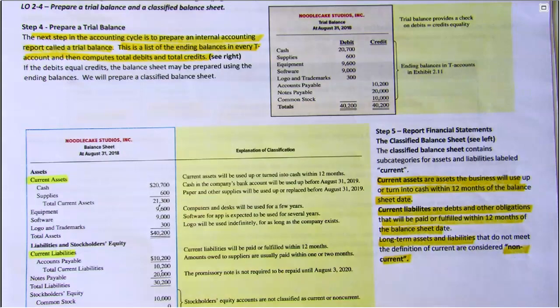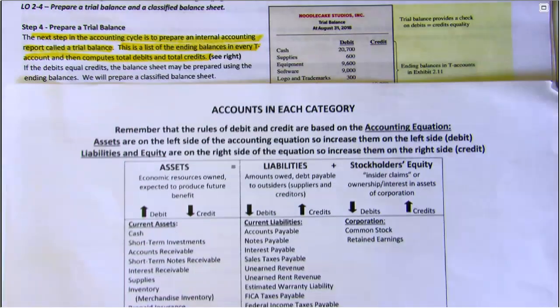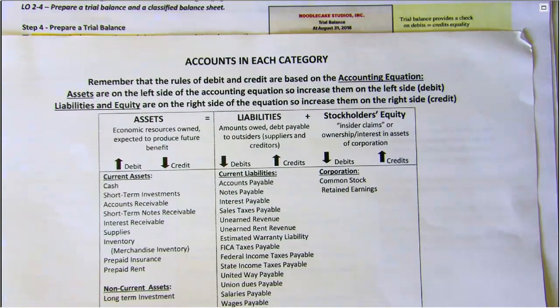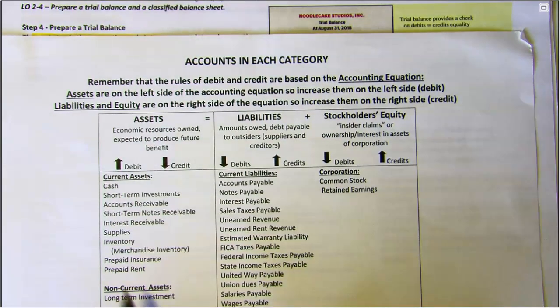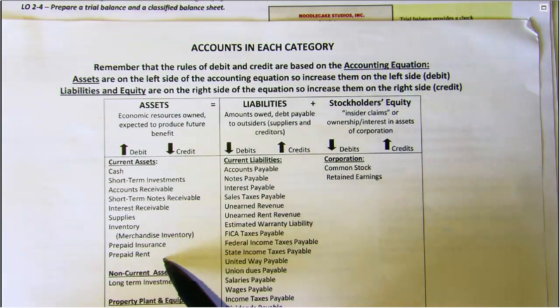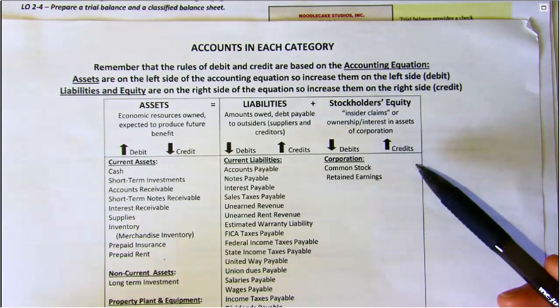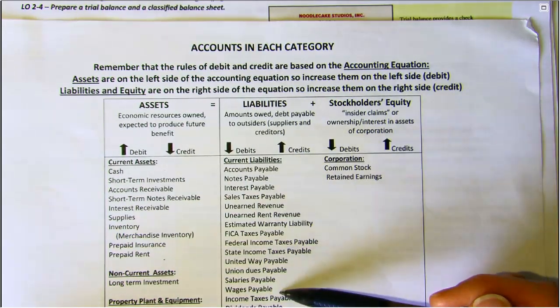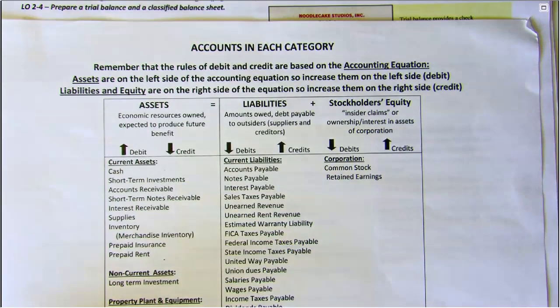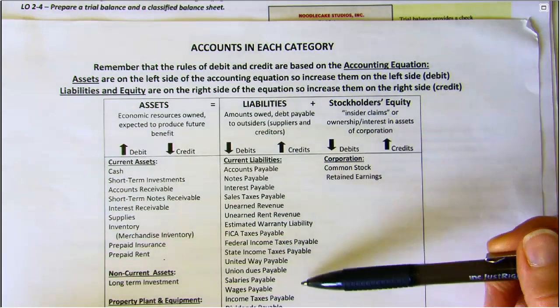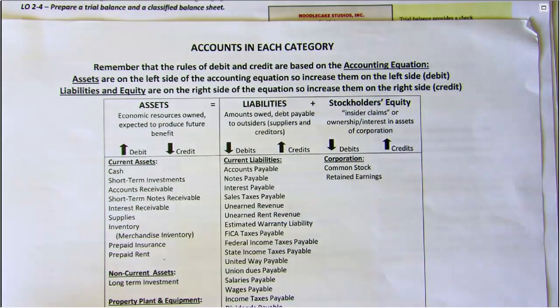Now, if you look at the accounts in each category handout that I gave you in this chapter or from chapter 1, we have our current assets listed here and our current liabilities listed here. Again, current assets are assets that are expected to be used up or turned into cash within 1 year of the balance sheet date, and current liabilities are expected to be fulfilled or paid within 1 year of the balance sheet date.